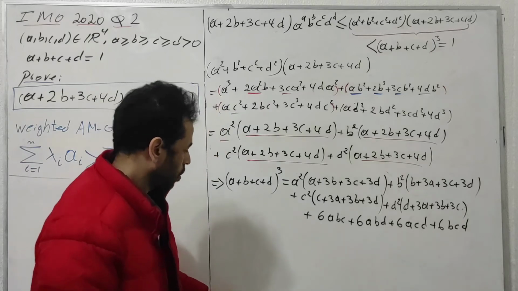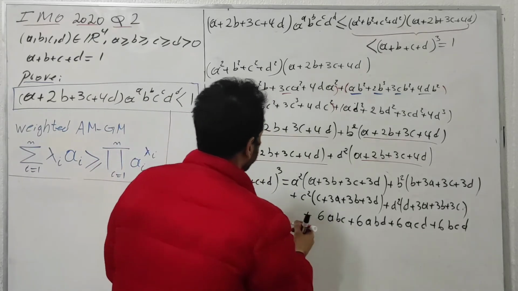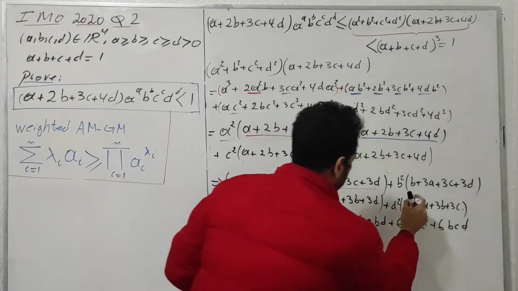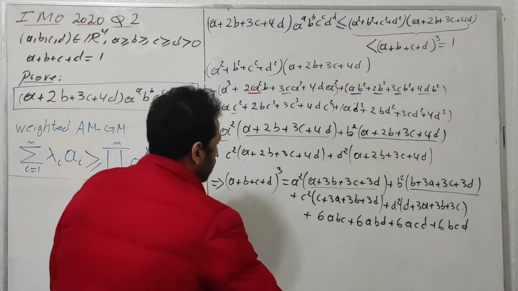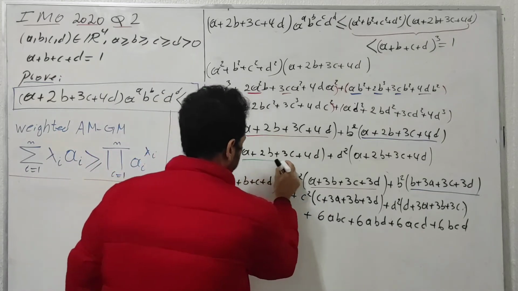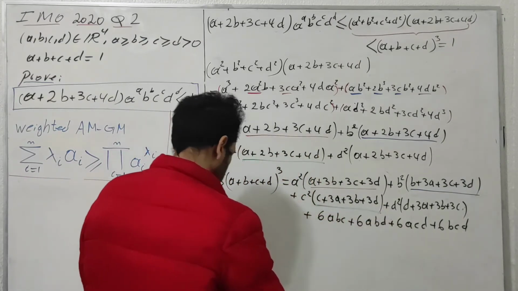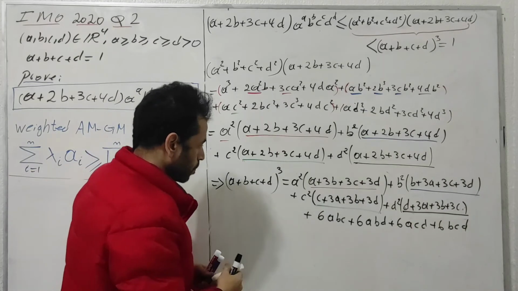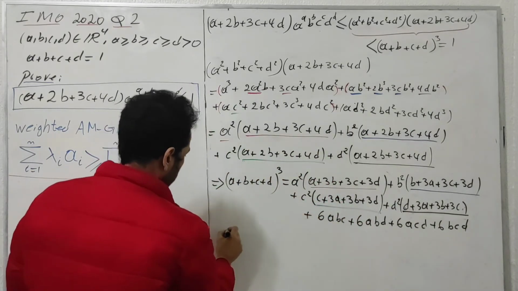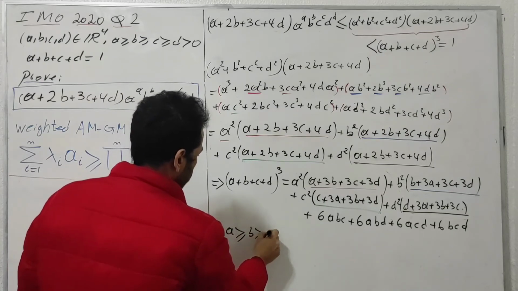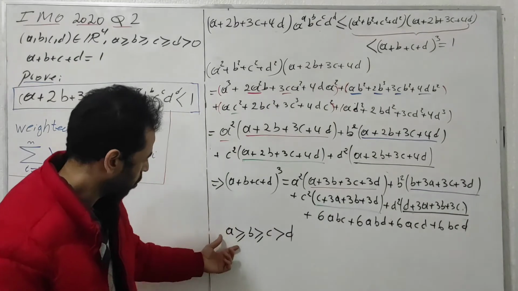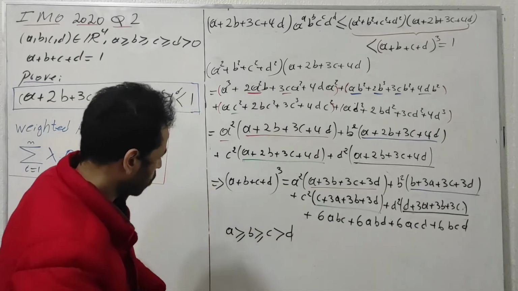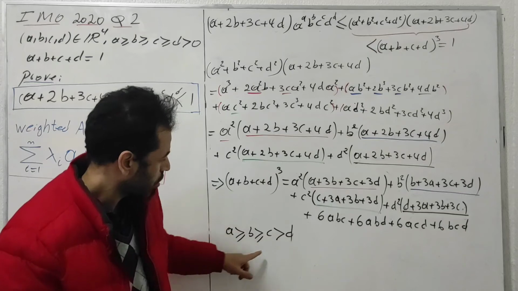Okay, now I have this. I'm going to compare this term with this term, and this term with this term, and this term with this term. Finally, this term with this term, plus the last term. If you take a look, we have a greater than or equal to b, greater than or equal to c, strictly greater than d. Okay, a is the biggest one, so a is bigger than b, b is bigger than c, c is bigger than d. So that means among all these terms, a is the biggest one, d is the smallest.